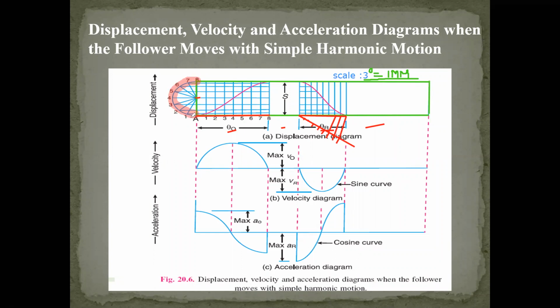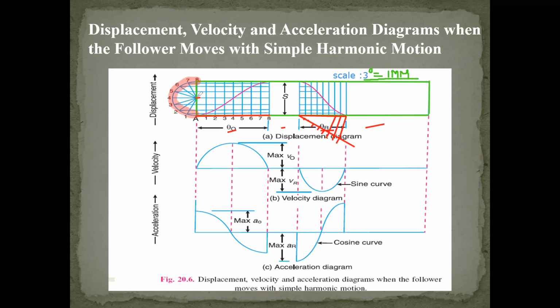The semicircle occupies a 180 degrees angle. 180 by 8, just make the calculation. 180 by 8 is 22.5 degrees. So you have to take the protractor and place it here.